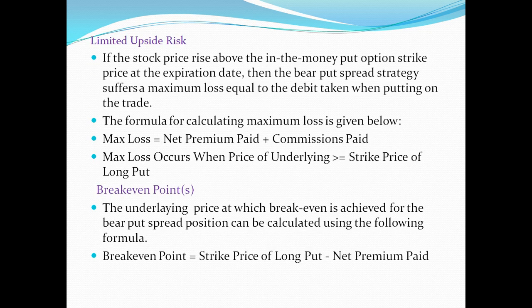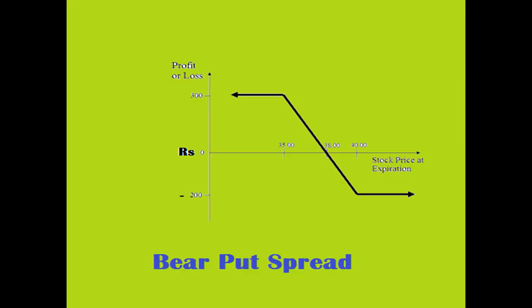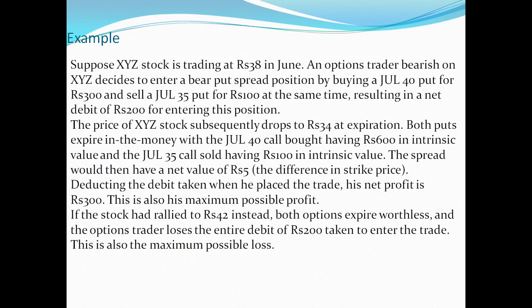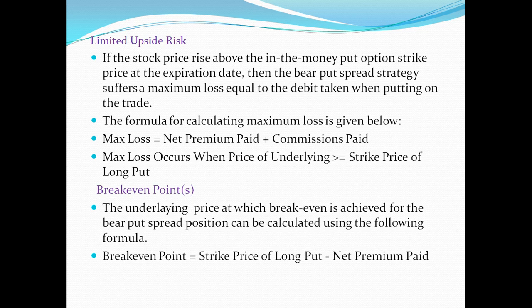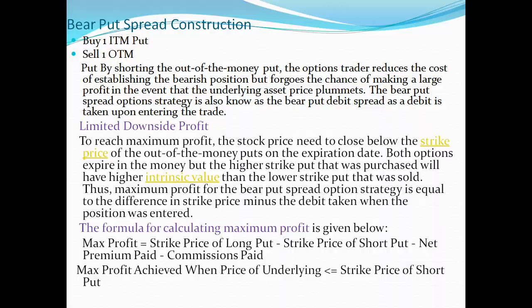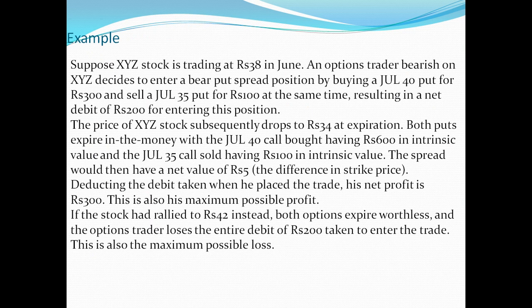So let's go ahead with the example. I have already shown you the figure. So this is purely linked with the bear put spread strategy. Let's say XYZ is trading at 38 rupees in June. An option trader bearish on XYZ decides to enter a bear put spread position by buying a July 40 put for 300 and selling a July 35 put for 100 rupees at the same time, resulting in a net debit of 200 rupees for entering the position.